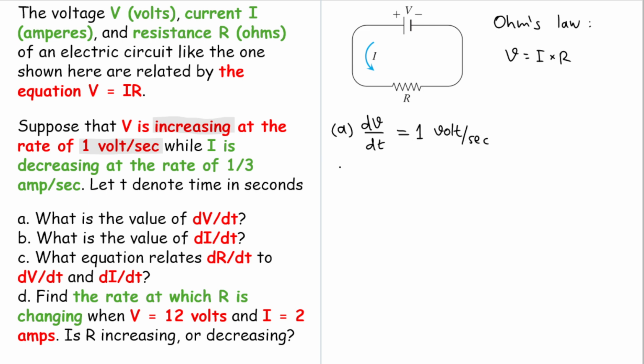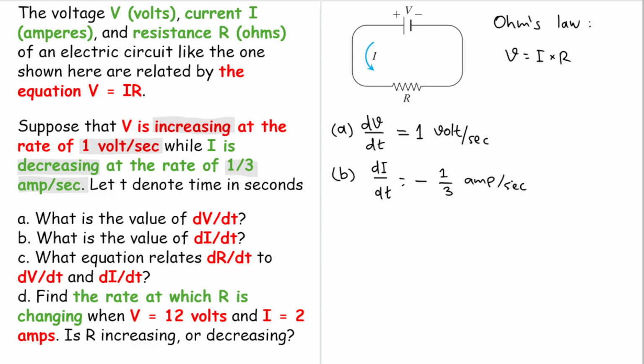What is the answer for question B here? We need to find the value of dI/dt. We are already given it in the problem. I is decreasing at the rate of 1/3 ampere per second. So dI/dt is negative because it is decreasing, and we have minus 1/3 ampere per second. Good, and then let's answer question C.